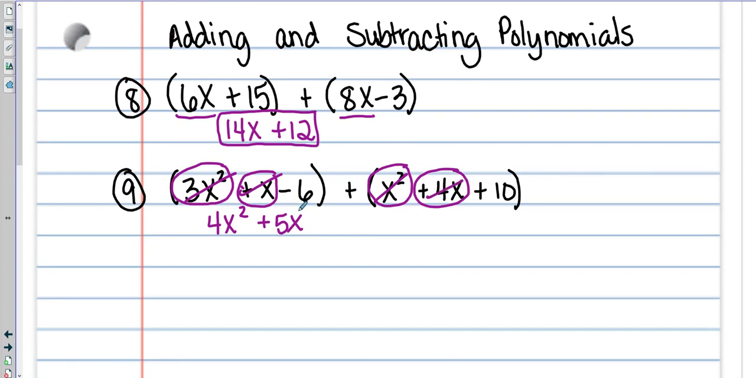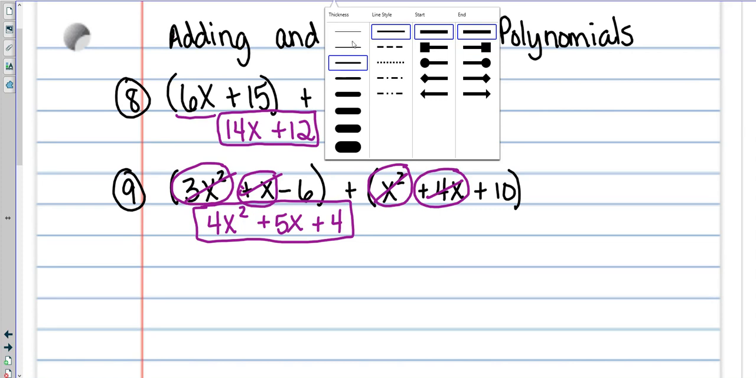Okay, and then the last part are my constants. Negative 6 plus 10 gives me positive 4. And there's nothing else to combine or simplify, so we are done. This is the answer. I'm adding my polynomials. Okay, let's move on to number 10.